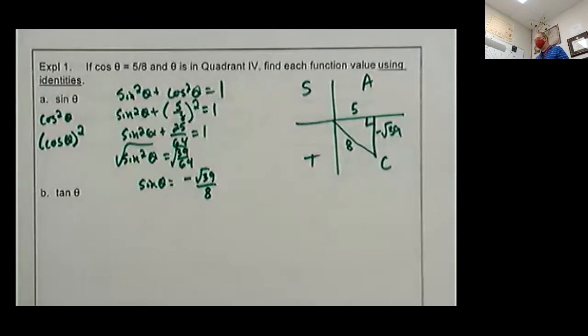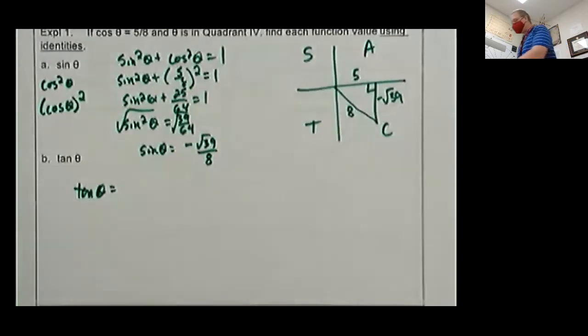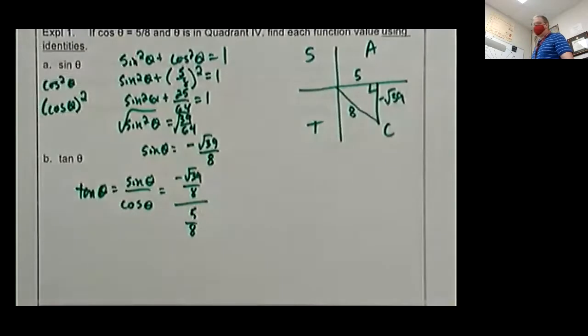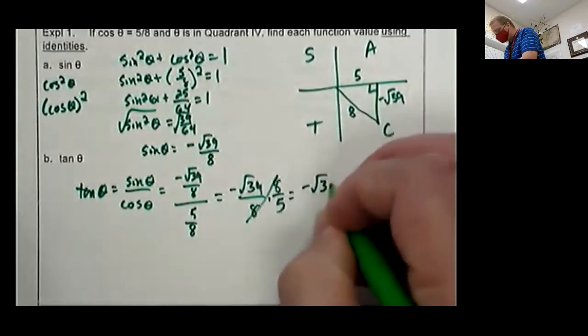In the same manner, we want to find tangent of theta using identities. So what do we recall about tangent of theta? How can we find tangent of theta that uses either cosine or sine? Well, now we can switch to a quotient identity, because tangent of theta is sine of theta divided by cosine of theta. We just found sine of theta, that's negative root 39 over 8, divided by cosine of theta, which is 5/8. We're going to simplify every fraction. We don't want to leave complex fractions, so we're going to flip that and multiply. Here the 8's cancel. We get negative root 39 over 5.